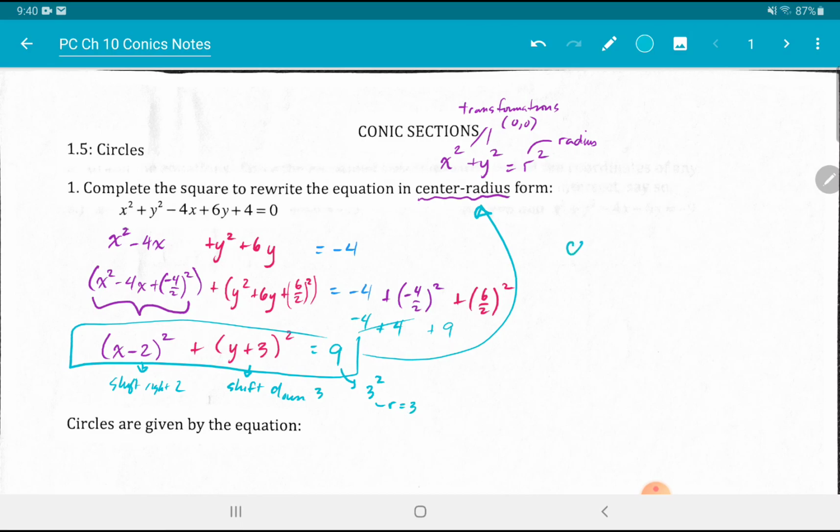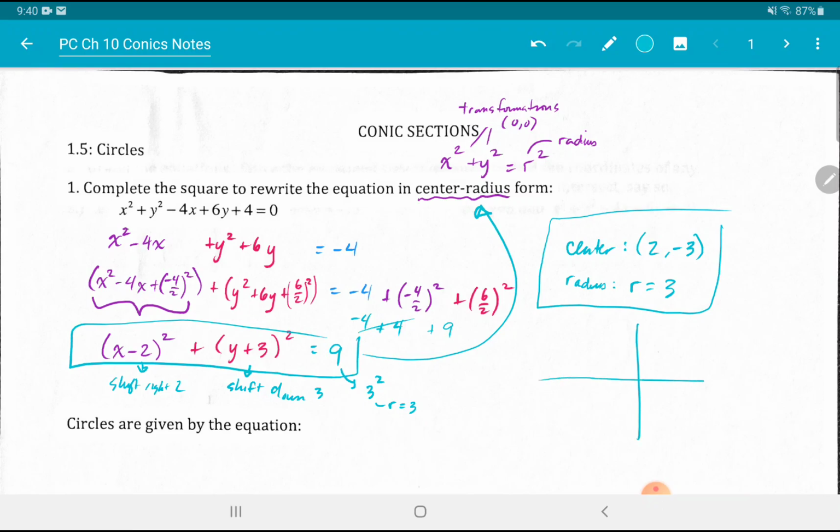So, putting everything together, if we're shifting right 2 and down 3, our center will be at 2, negative 3. And our radius is a value of 3. Okay, so there is our center and radius. And we can even go ahead and sketch that circle.